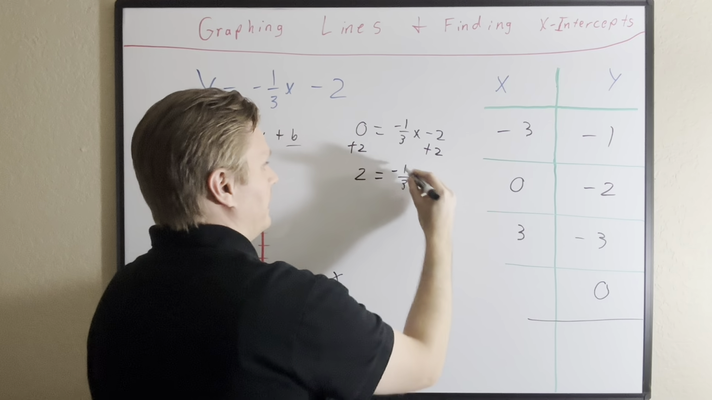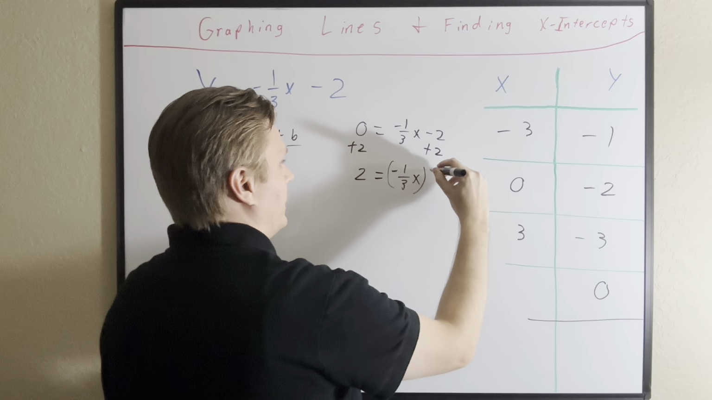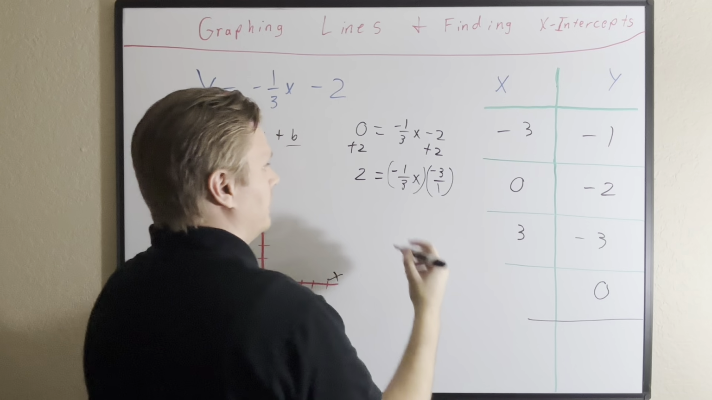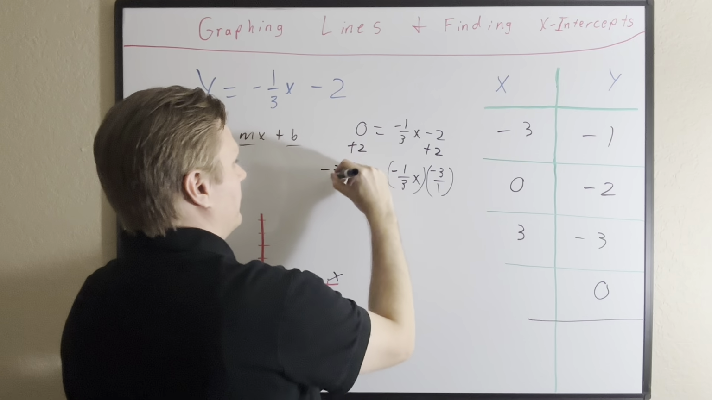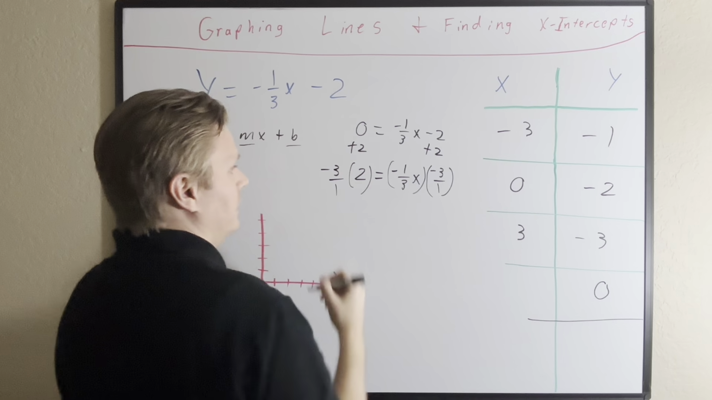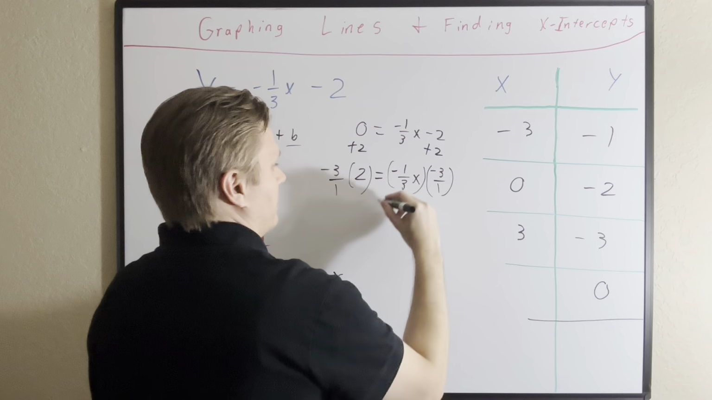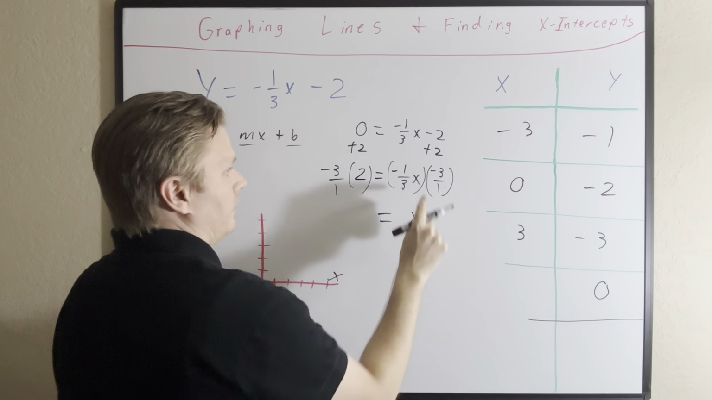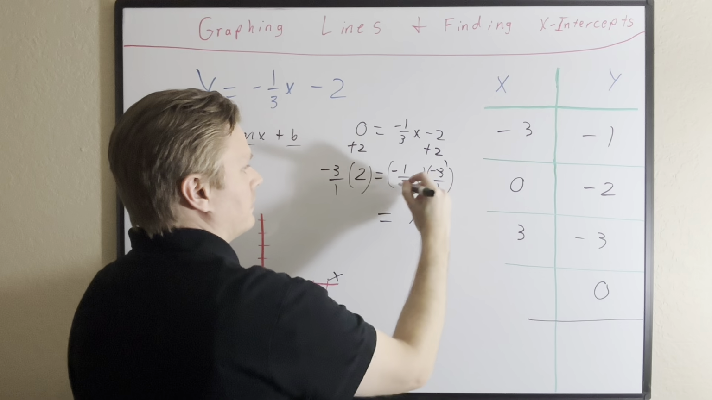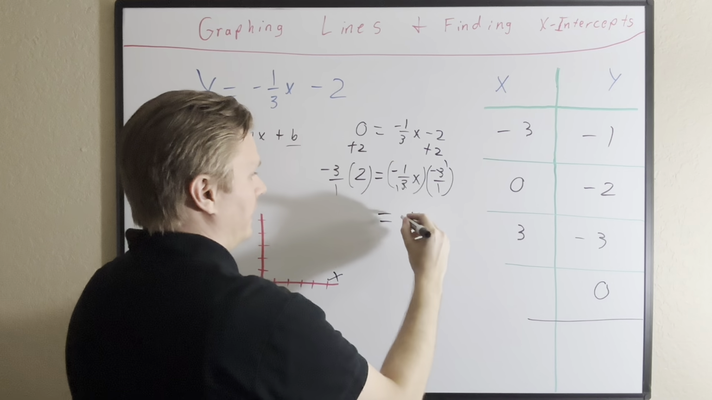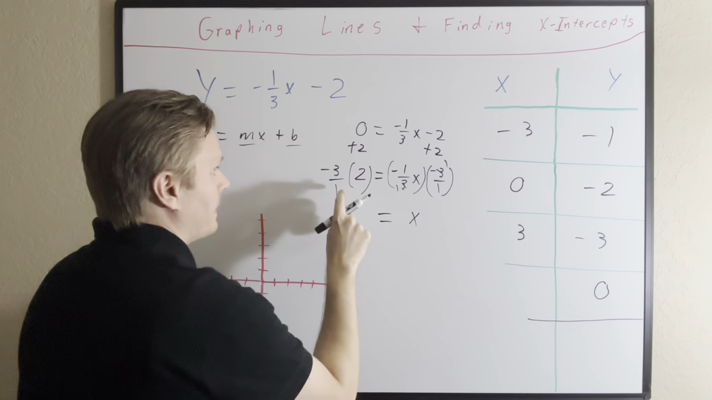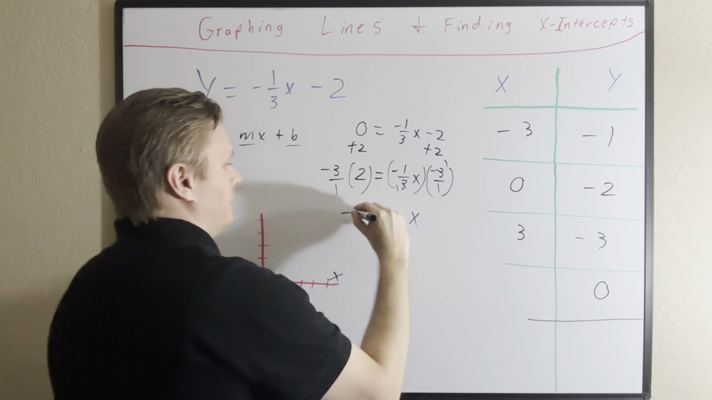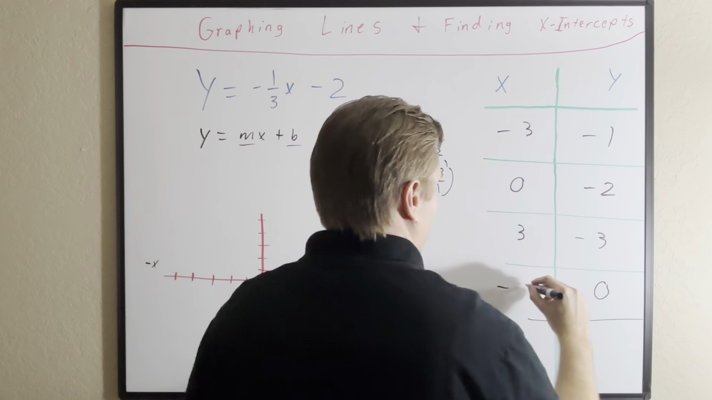Now, how do we get the x by itself? We multiply by the reciprocal, right? And whatever you do to one side of the equation, you do to the other. So we end up with x, right? Because the 3's cancel. Once again, negative times a negative is a positive, so it's positive x. Negative 3 times 2 is negative 6.